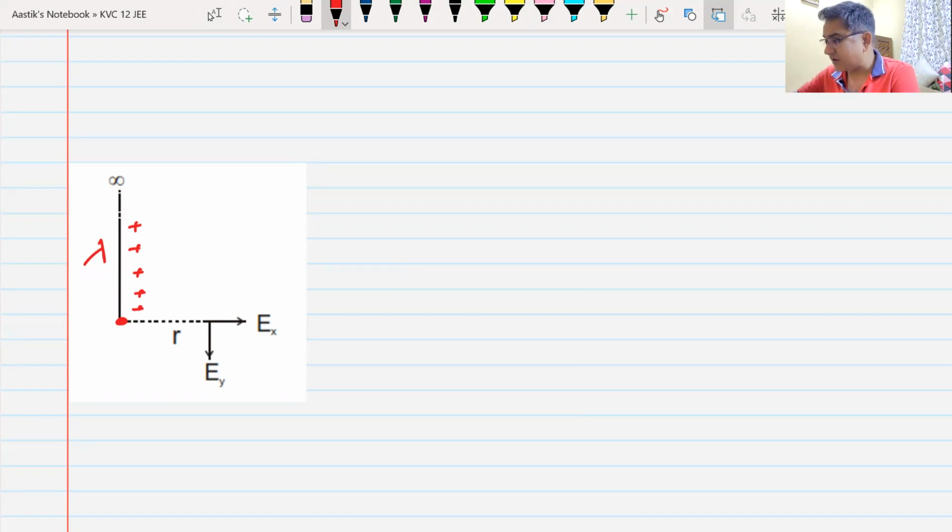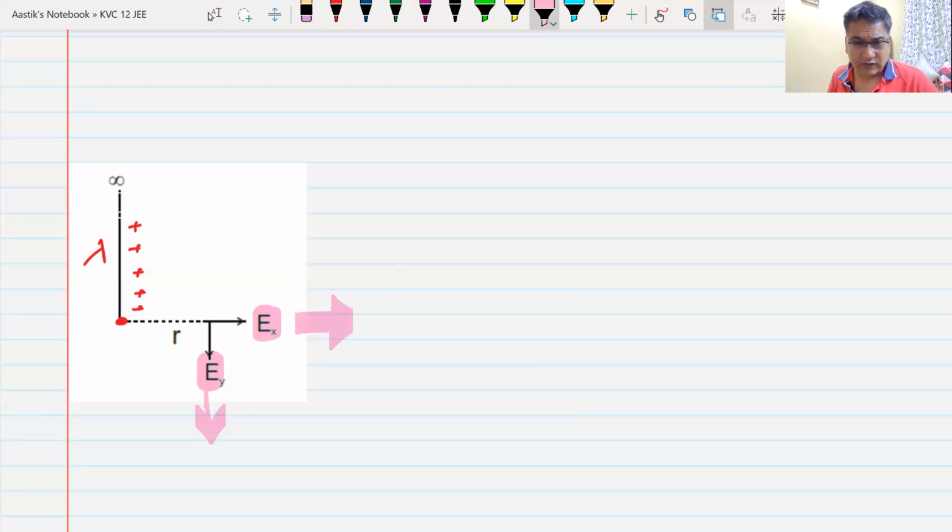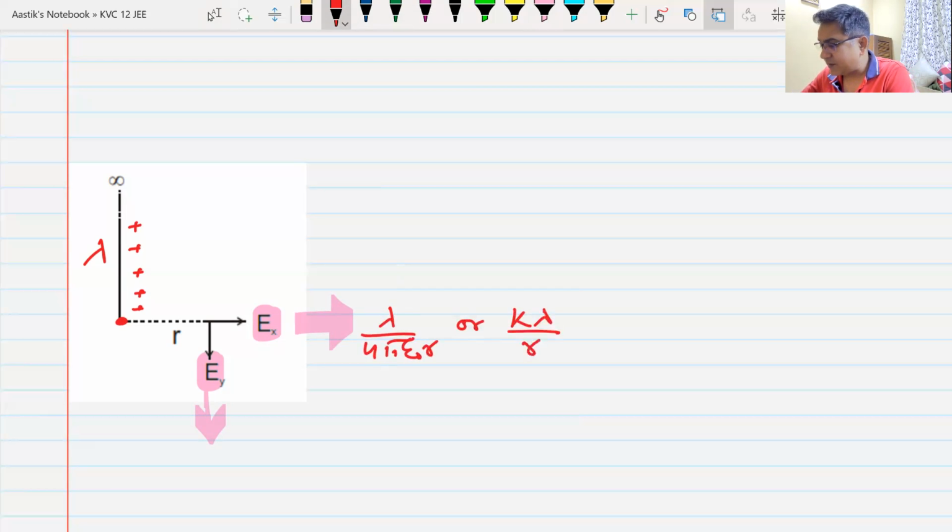It has two components, as you can see, because the components are not going to get cancelled, EX and EY. Remember, both this EX and EY component are equal. Can you tell me the value of this EX and EY? Lambda by 4 pi epsilon r, sir. Great. Both of them are equal. You can call any one of them lambda by 4 pi epsilon naught r. If you don't want to call it this way, you can call it k lambda by r. Doesn't matter.